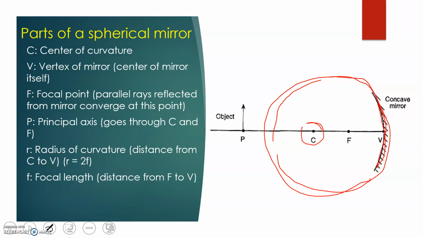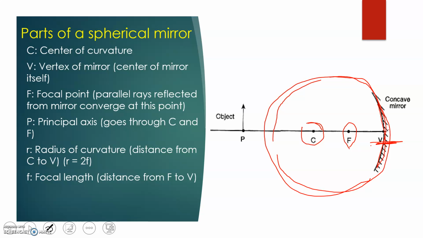Then we have our vertex. That essentially is going to be right here. That's going to be the center of the concave mirror. We have the focal point, which means that all parallel rays are going to reflect through that focal point. We have the radius of curvature. It's not labeled on here, and you don't really need to know that for what we're about to do. And then the focal length, that's not labeled here as well, and that is not necessary for you to know.